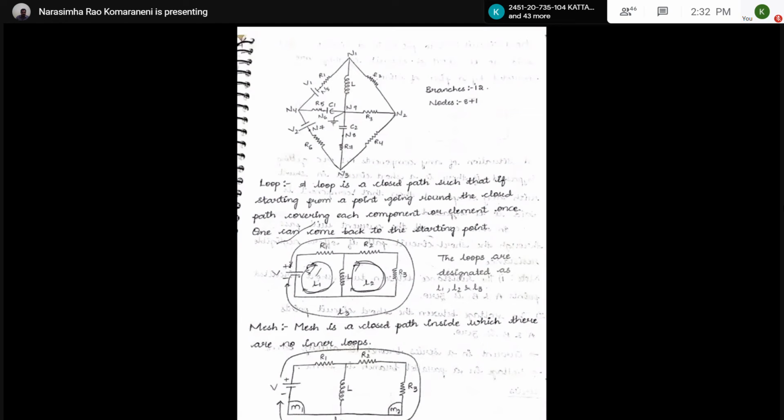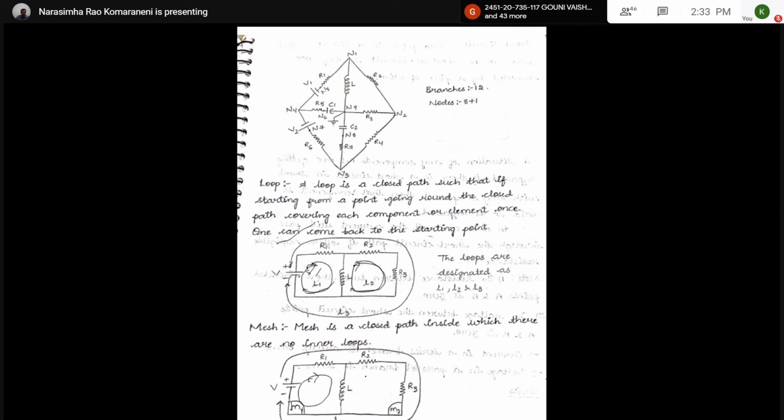Now you tell me, for this circuit diagram, how many meshes are there? How many closed paths are there? See here. Two. This is mesh 1. Inside this there are no inner loops, right? This closed loop has no inner loops. So we can treat this as one mesh.